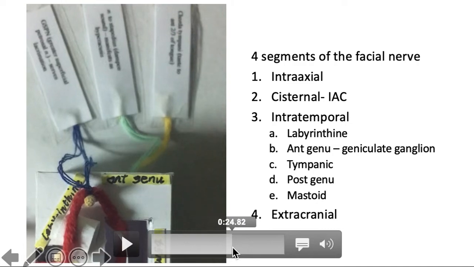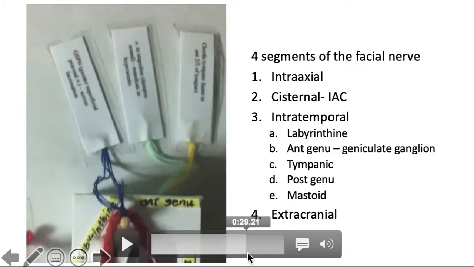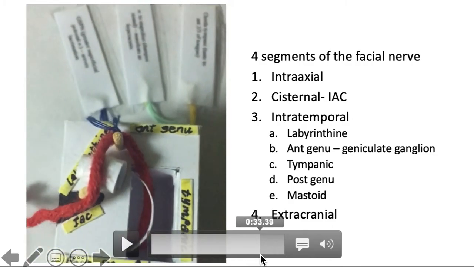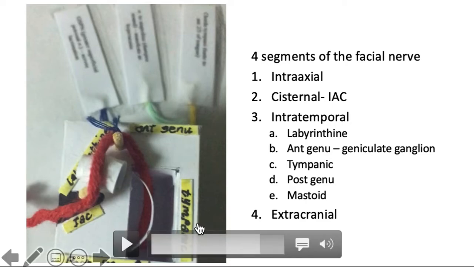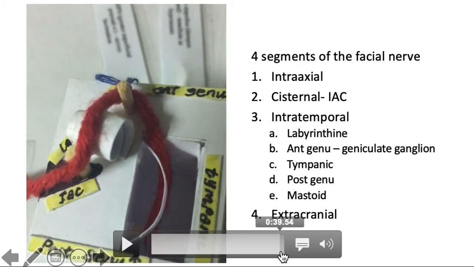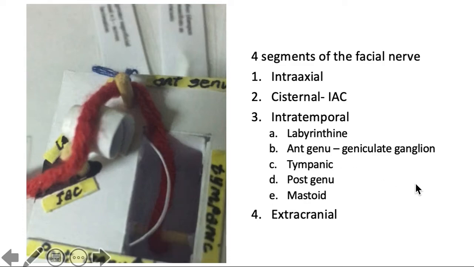Labyrinthine segment, anterior genu, greater superficial petrosal nerve, tympanic segment. And in this segment, we can see here that it courses under the lateral semicircular canal. After it courses the tympanic cavity, it will then produce another bend downwards here. And this is called the posterior genu.